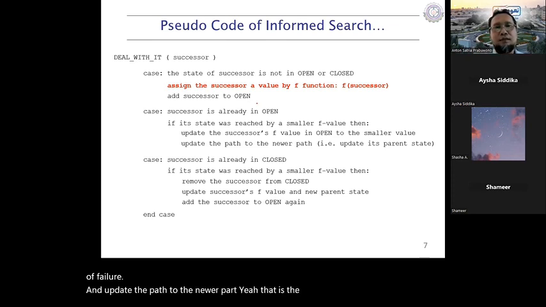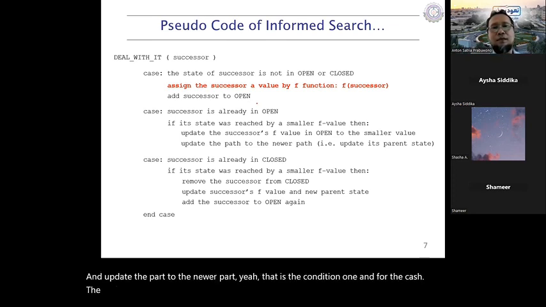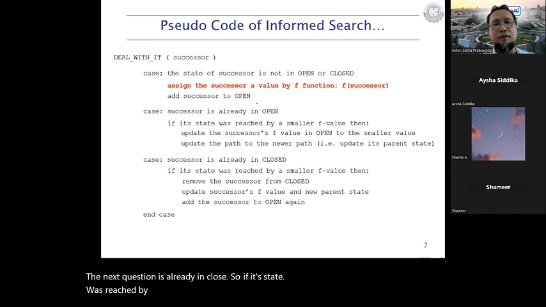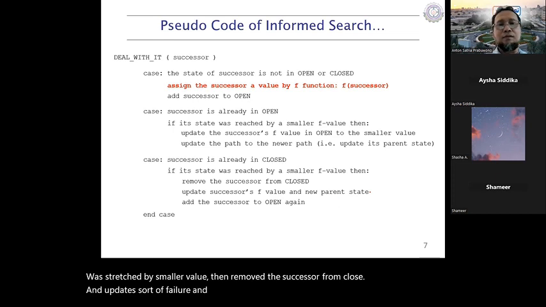For the next case, the successor is already in closed. If its state was reached by a smaller value, then remove the successor from closed, update the successor value and its new parent state, and add it to open again.